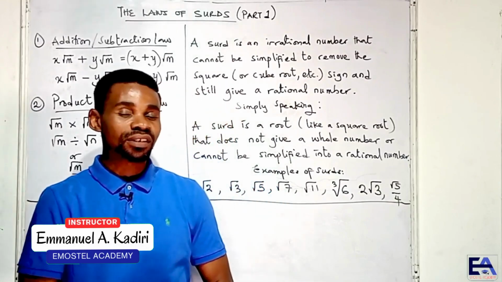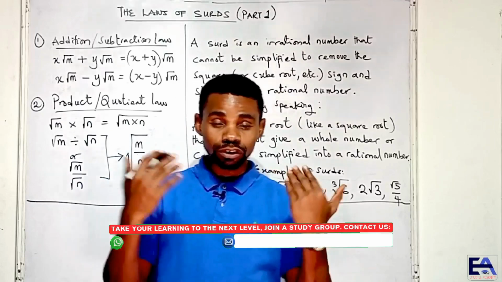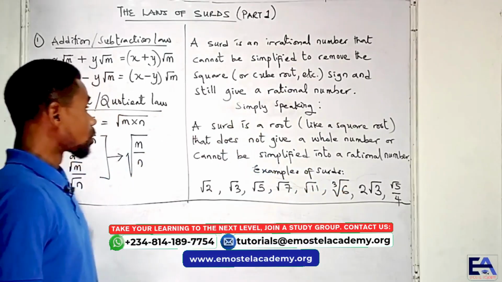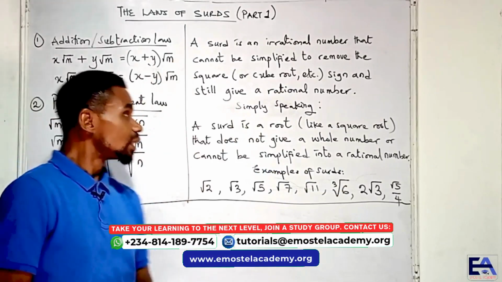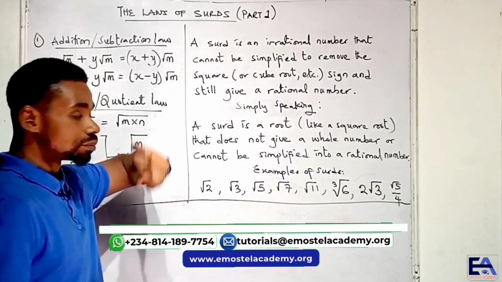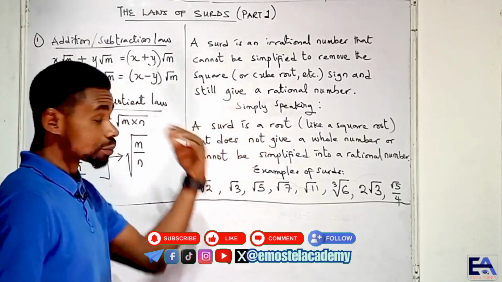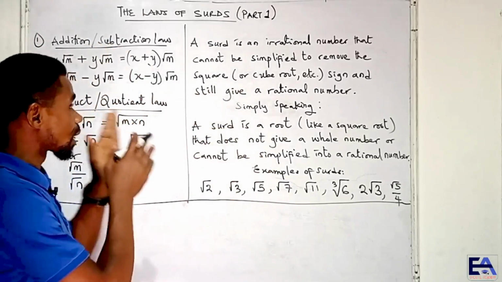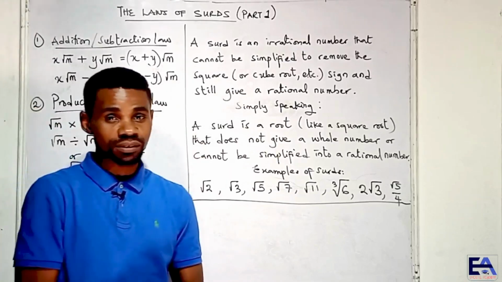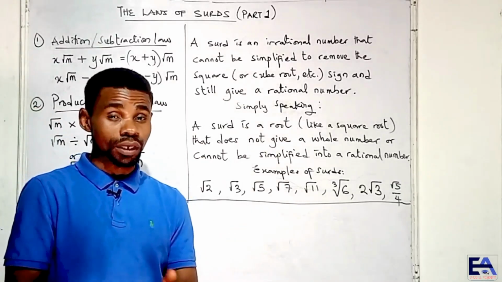In this class, I'm going to be teaching you on surds. A surd is defined as an irrational number that cannot be simplified to remove the square root, or the cube root, or any kind of root that is on it. You cannot further remove it. There are things you can do to remove a root, right?